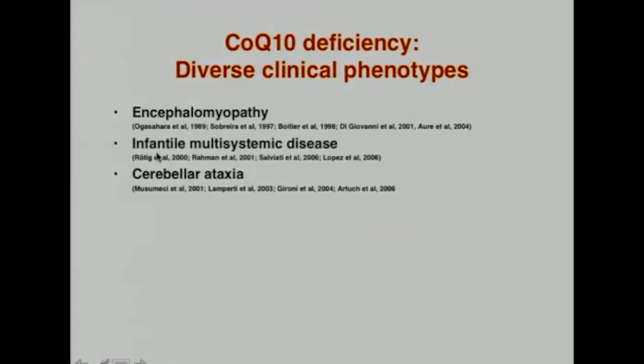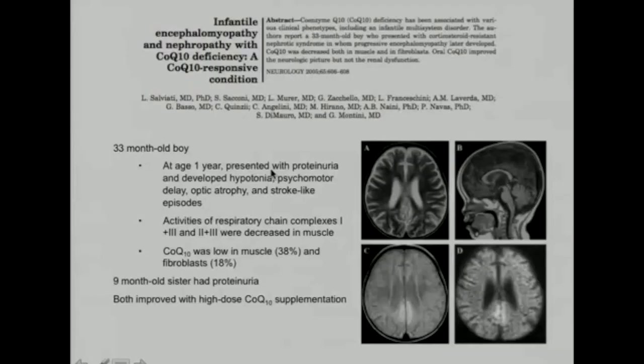So there have been a variety of phenotypes associated with CoQ10 deficiency, often in early childhood onset encephalomyopathy, brain and muscle disease, like many of these mitochondrial diseases, and infantile multisystemic disease with brain involvement and kidney disease, often nephrotic syndrome. So this is one of the unusual mitochondrial diseases that causes nephrotic syndrome, protein loss through the urine. And they often have cerebellar ataxia.